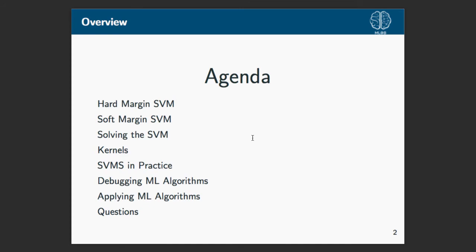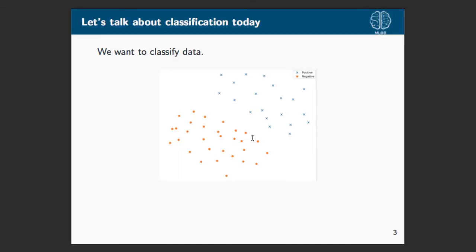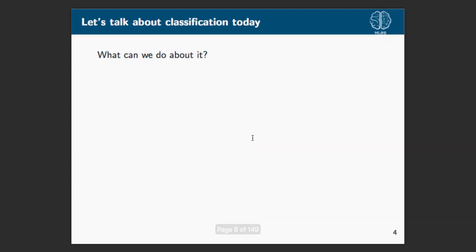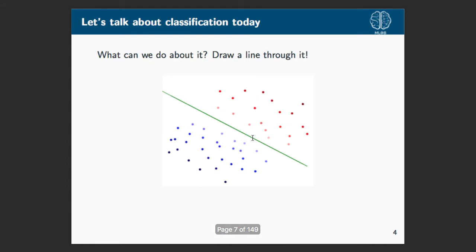So today's agenda: we're going to talk about classification. We're given a bunch of data and we want to say whether it's in the positive class or the negative class. Let's first take it simple. We're going to assume that our data is nicely divided like this, so there's a clean separation between them, and that we only have two classes, meaning positive and negative, only two categories. So what can we do about it? The easiest thing is just to draw a line through it. This line tells us that if it's above this line, it's red, and if it's below the line, it's blue. Pretty simple, right?